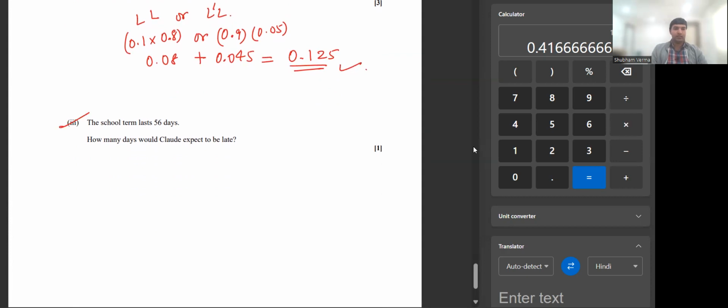Next, the last bit. The school term lasts 56 days. How many days would Claude expect to be late? So the probability of late is 0.125, and out of 56 days we have to find, so just multiply it by 56. Let's check here: 56 multiplied by 0.125 turns out to be 7. So 7 days he'll be late.